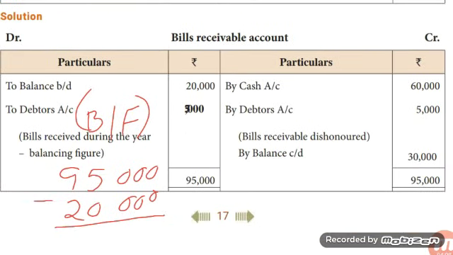While balancing, we will get the unknown value. What is the unknown value? Bills received during the year is the unknown value. It can be calculated by finding the difference between credit total and the debit total. The credit total is 95,000 and the debit total is 20,000. The difference between the two is 75,000. 75,000 is the bills received during the year. It is the balancing figure.